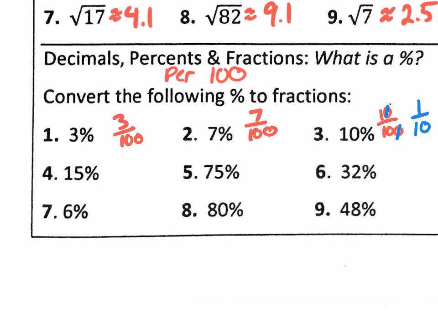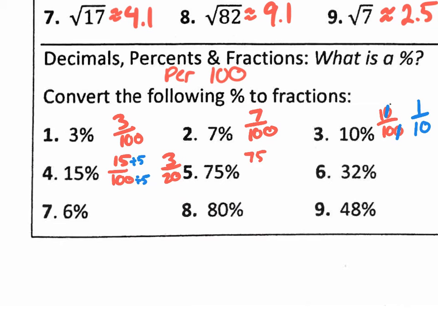So number 4, it's 15%, so you're going to do 15 over 100, but then what are you going to reduce by on that one? Reduce by 5. So if you reduce by 5, I want to put a little division of 5 right there. 15 divided by 5, that becomes 3, and 100 divided by 5, that becomes 20, right? So 3 over 20 is the reduced fraction for 15%.